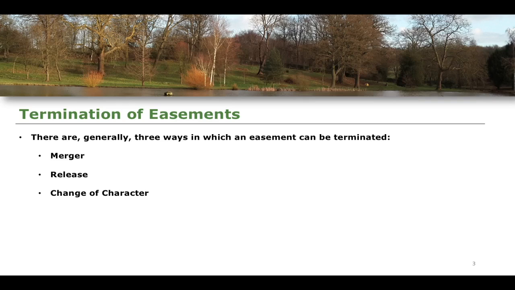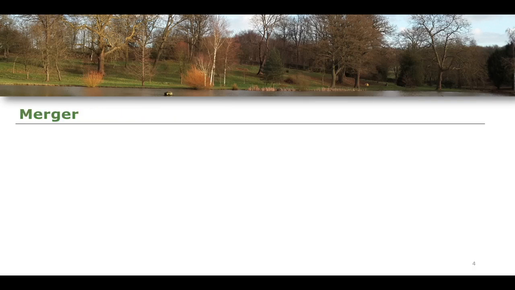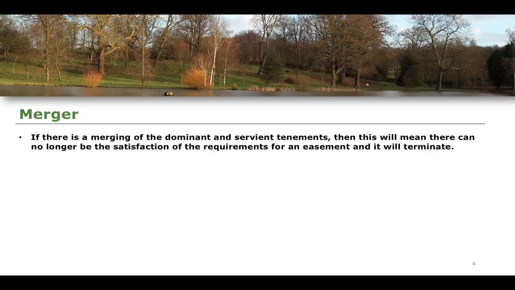Let's deal with the easiest one first, the idea of a merger. This is very simple, okay? If there is a merging of a dominant and a servient tenement, then there will no longer be the satisfaction of the requirements of an easement, and so therefore it will terminate. Remember back to previous lessons, in order for you to have an easement, you must have a dominant and servient tenement, and they must be separate. They must be owned separately as well.